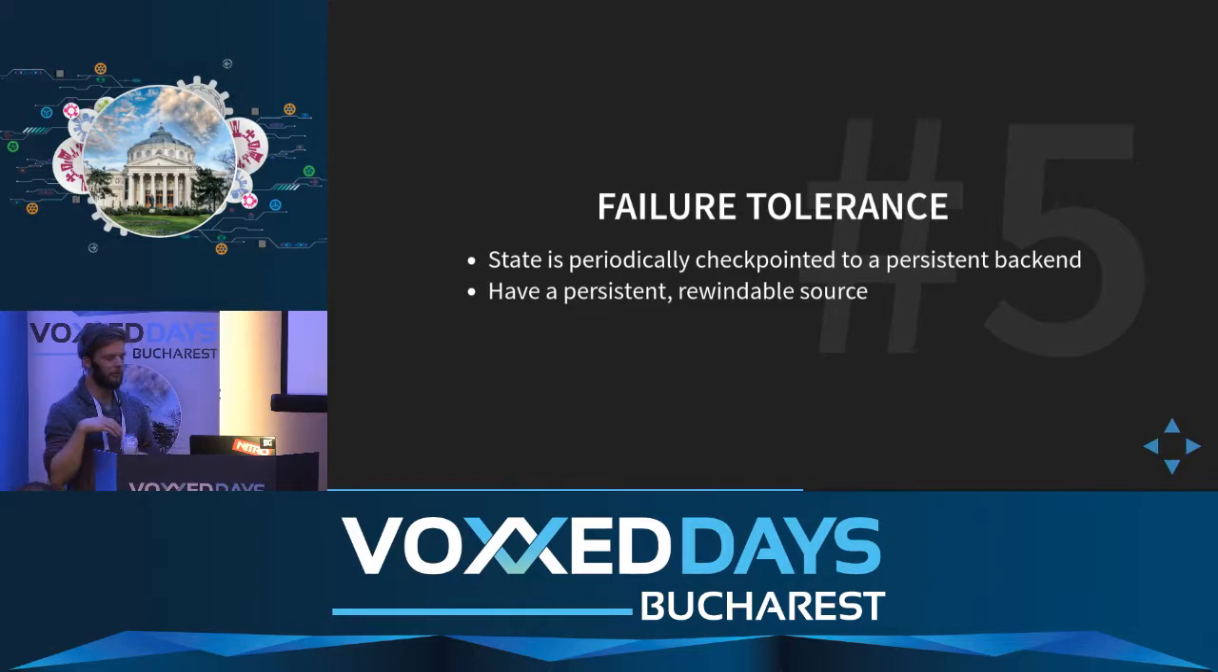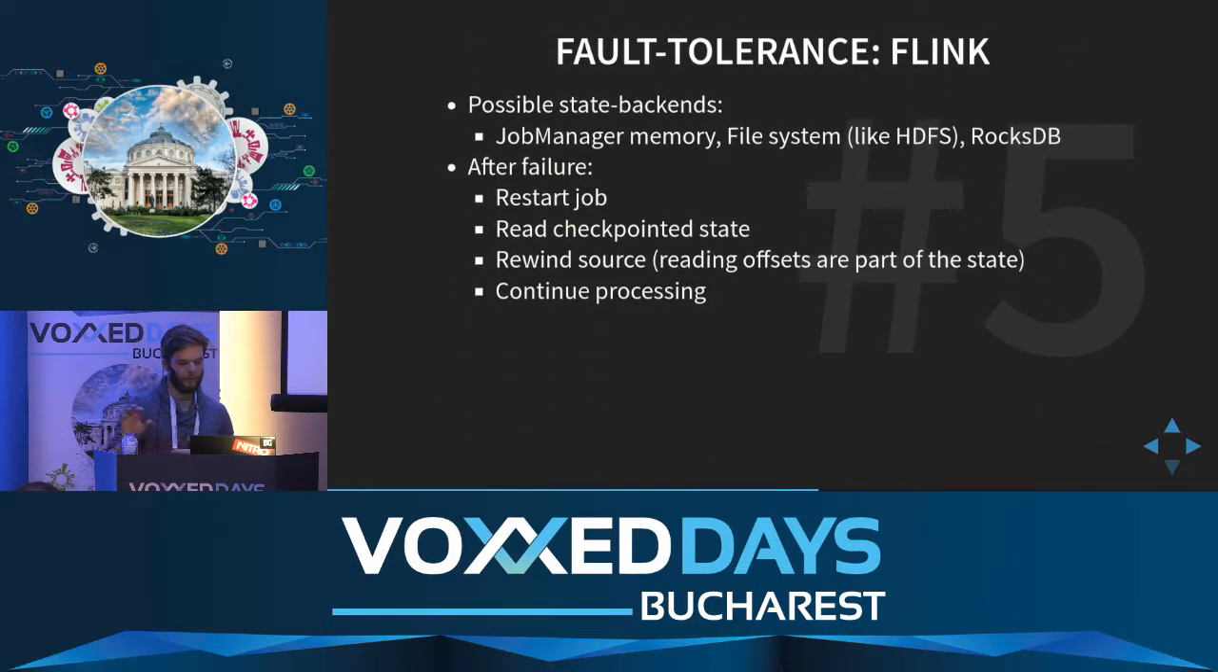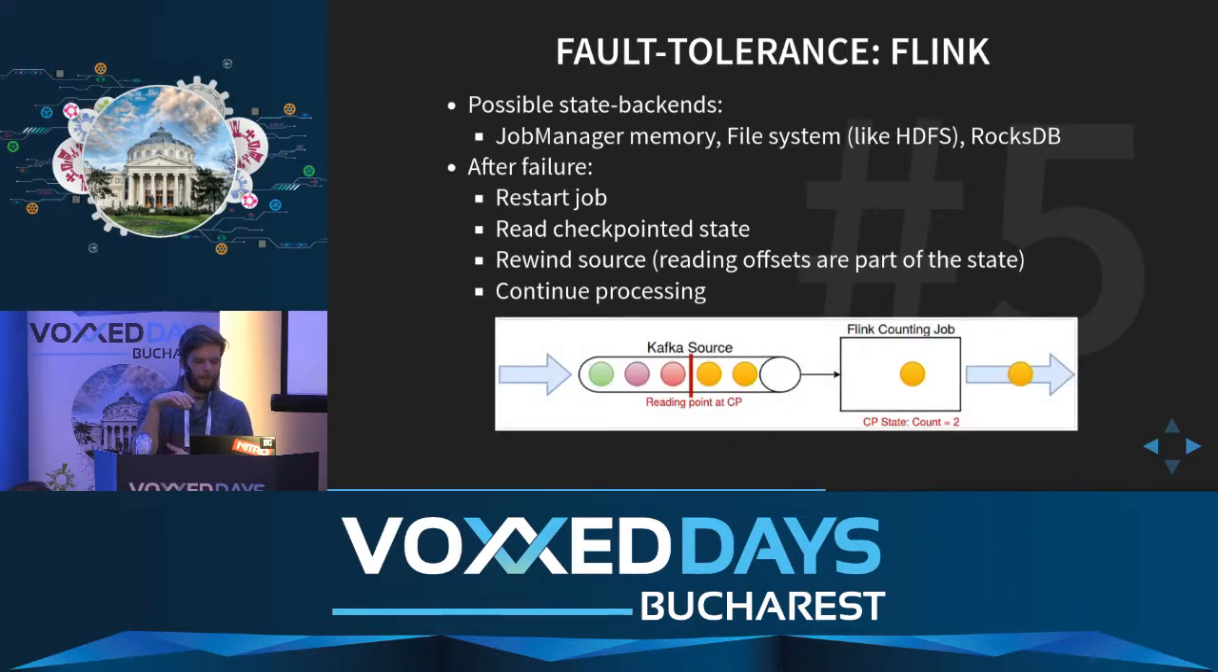You can't ask Twitter to give you the data again, but remember we have this persistent source between Twitter and our application, so you are able to rewind your source and reread those tweets that are lost on the way. So how does this look in Flink? Flink has several state backends. It's a file system, for example, or RocksDB or S3. And what happens if the job crashes? Of course, we read the checkpointed state and we rewind the source.